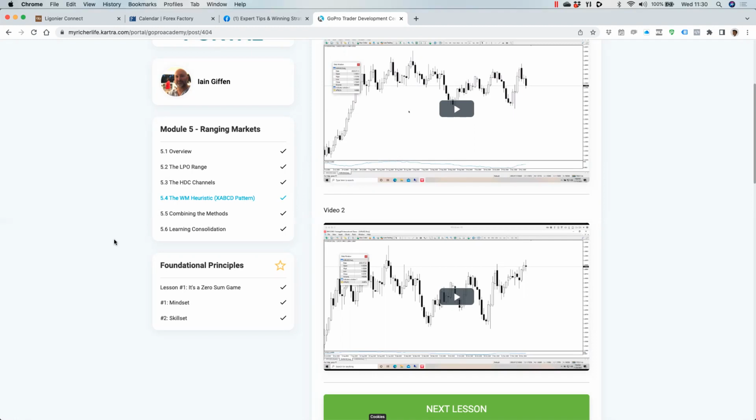You'll have waves 1, 2, 3, 4, and 5, and A, B, C. You're not labeling the points, you're actually labeling the waves. So just to clarify that and make sure you don't get confused, at this point in time, with these exercises that we're doing here, we are looking at labeling the points.